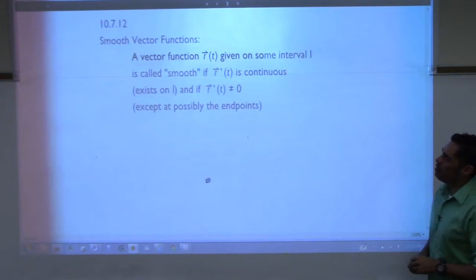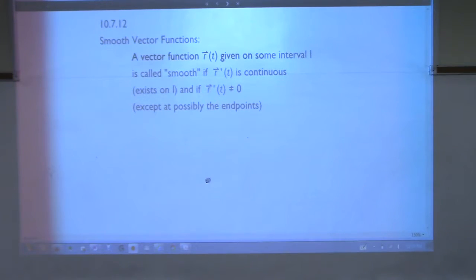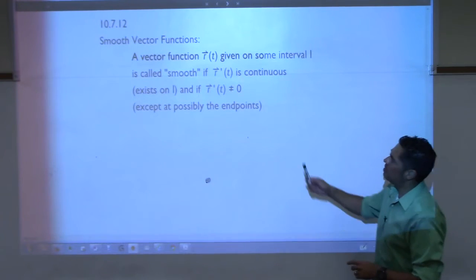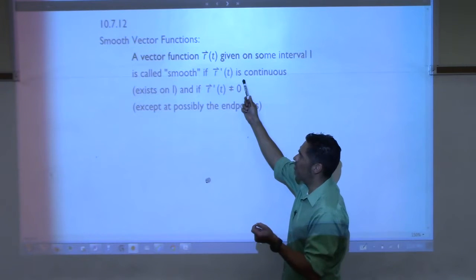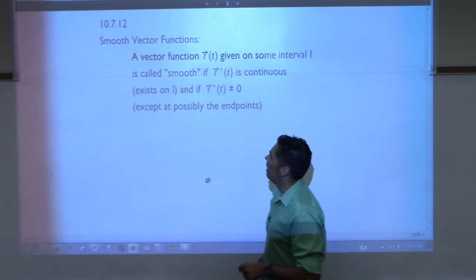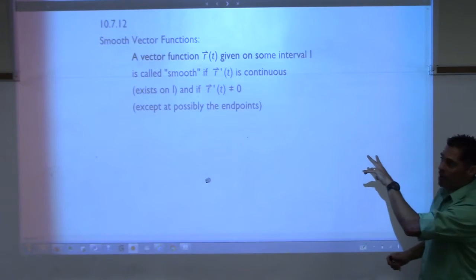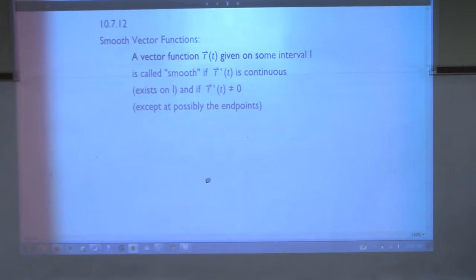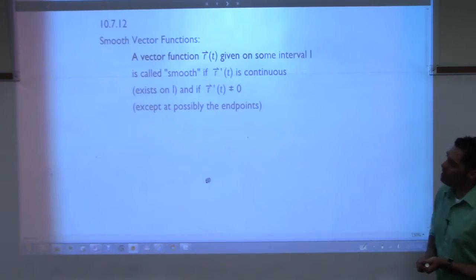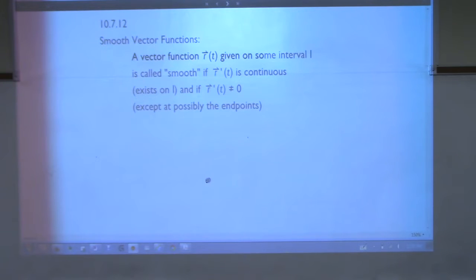If a vector function r of t is given on some interval I, it is called smooth if the derivative is continuous. That means the first derivative exists on the interval, and the first derivative does not equal 0. Okay, so the second derivative's not in here. But notice the definition: if we have a first derivative that is nice within the interval, and the derivative is not equal to 0 except possibly at the endpoints, then the vector function is called smooth.